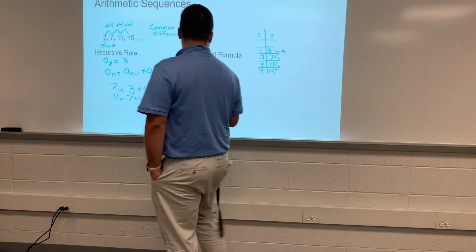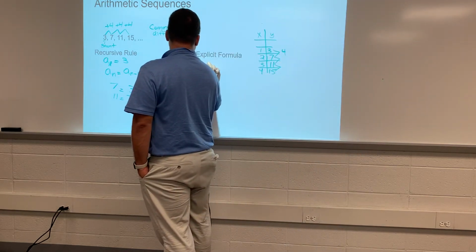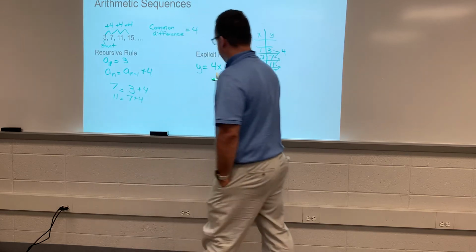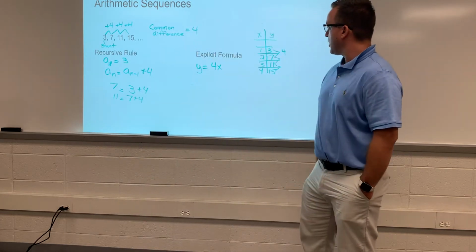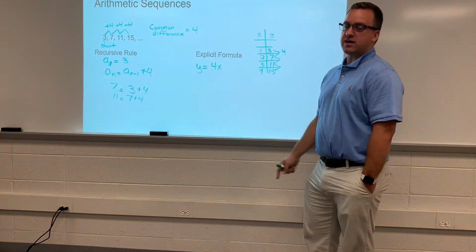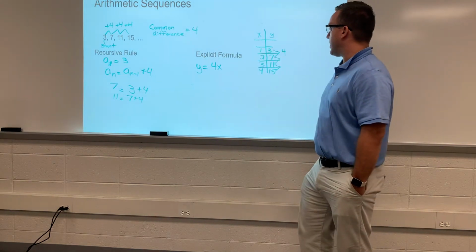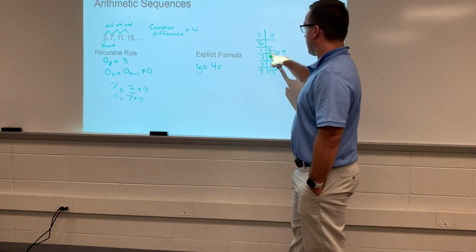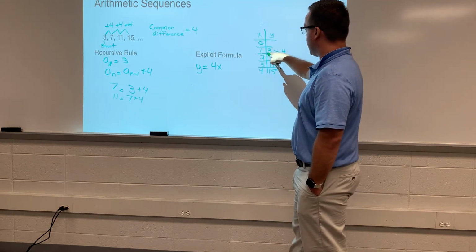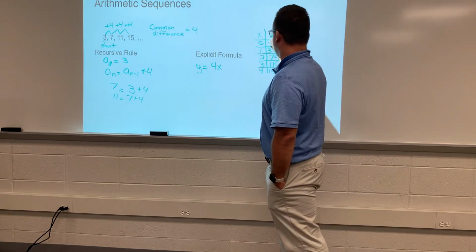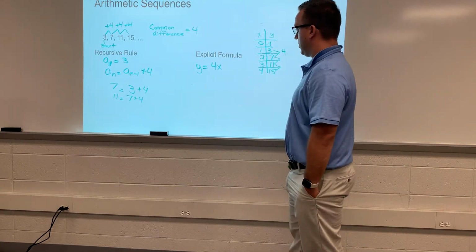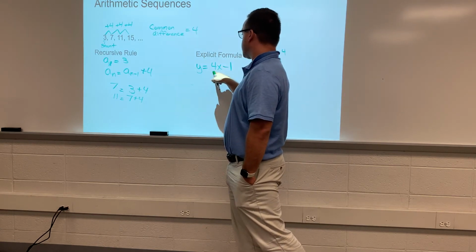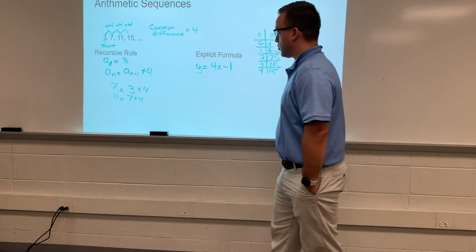So we could say y is equal to 4x. And that's like y equals mx plus b. Remember, b is our y-intercept, which on a table is when x equals 0. So if I plug in 0 there, I could work backwards and say, well, 3 minus 4 is negative 1. So one of my explicit formulas is y equals 4x minus 1.